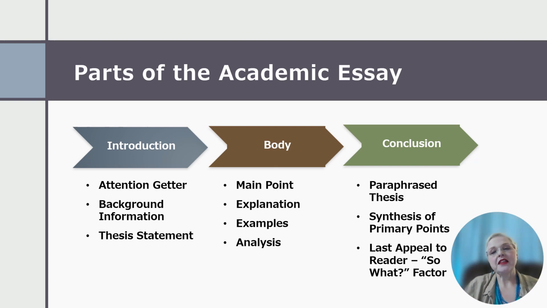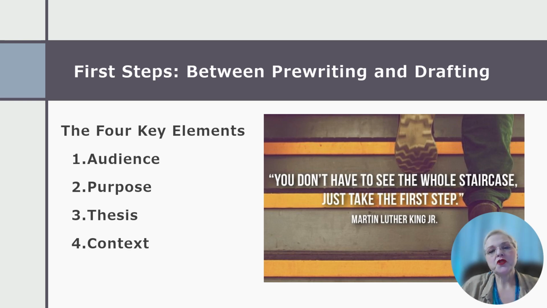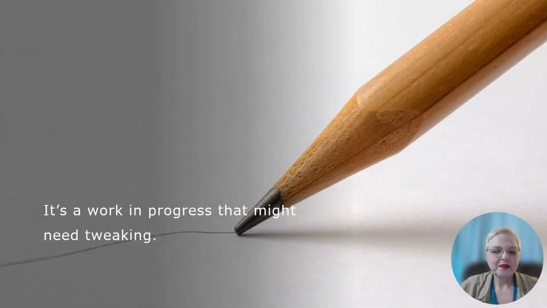However, before you begin writing the essay, you must complete some preliminary work that sets up the entire paper. The 4 most crucial elements to identify before you begin drafting your essay are audience, purpose, thesis, and context. But remember, you don't have to see the whole staircase just to take the first step, as Martin Luther King said. Just take it a little bit at a time.